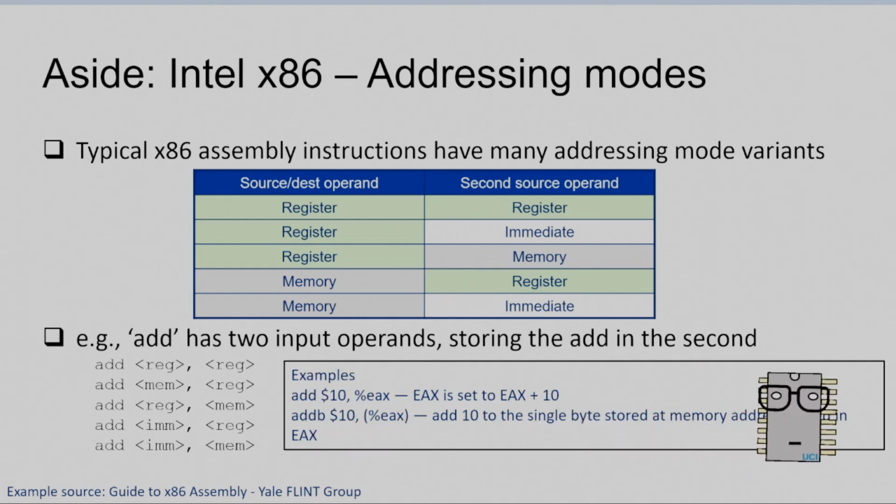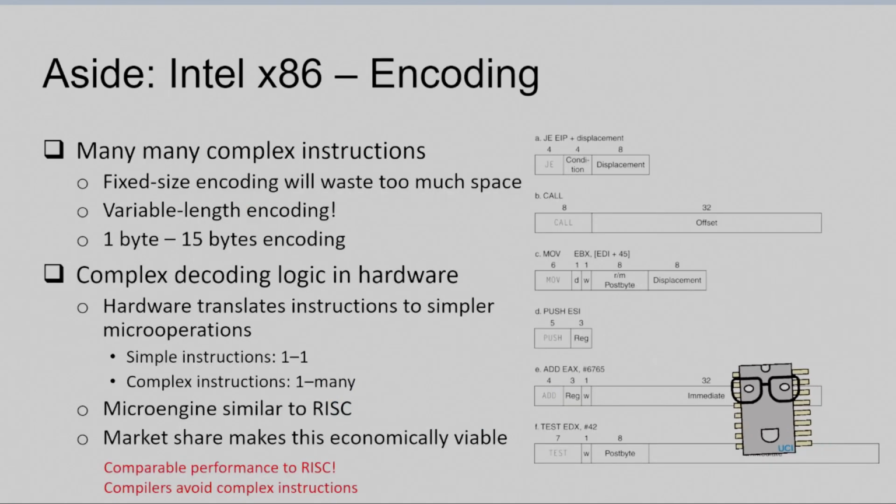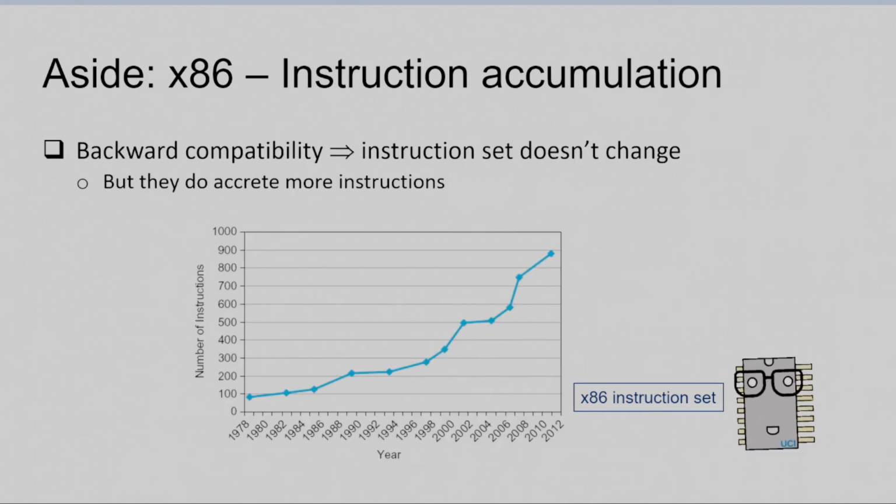It's complicated. There's a lot of debate whether this is a good idea or not, but this is what they did. And we also talked about already that x86 has variable length encoding. We talked about all of this, so we're not going to go into too much detail in the interest of time. For x86, instruction accumulation has been pretty severe because we always wanted backwards compatibility. So the existing instruction set doesn't change.